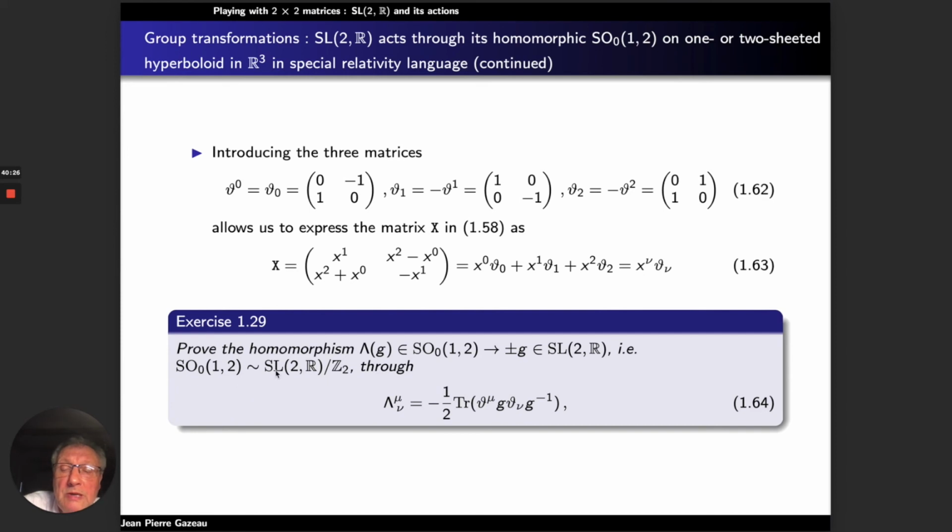SO(0,1,2) is actually isomorphic to the coset of SL2R by the subgroup plus or minus 1, through this relation between matrix elements. Lambda mu nu is given by minus 1/2 the trace of the product of those four matrices, theta nu G, theta nu G to the minus 1.